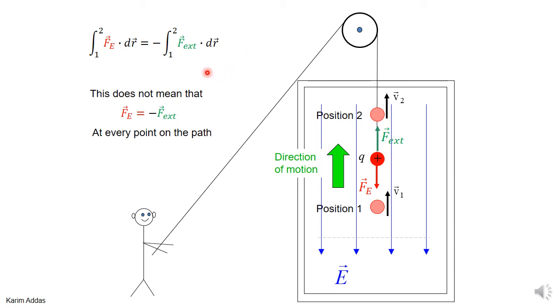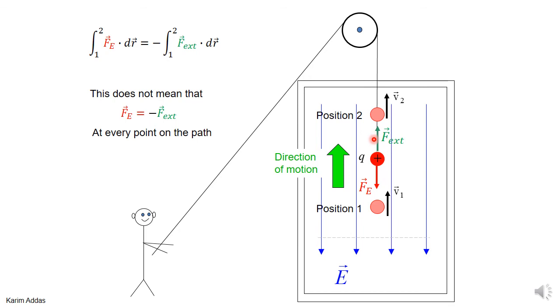Now this does not mean that the electric force Fe is the negative of the external force at every point along the path. Because for instance, at the initial position, let's say the speed was 0. So if you want this charge to gain speed, you need F external to be bigger than Fe in the first part so that it accelerates and gains some speed. Once it gains some speed, you can move with a constant speed. And during that part of the motion, the two forces are equal and opposite.